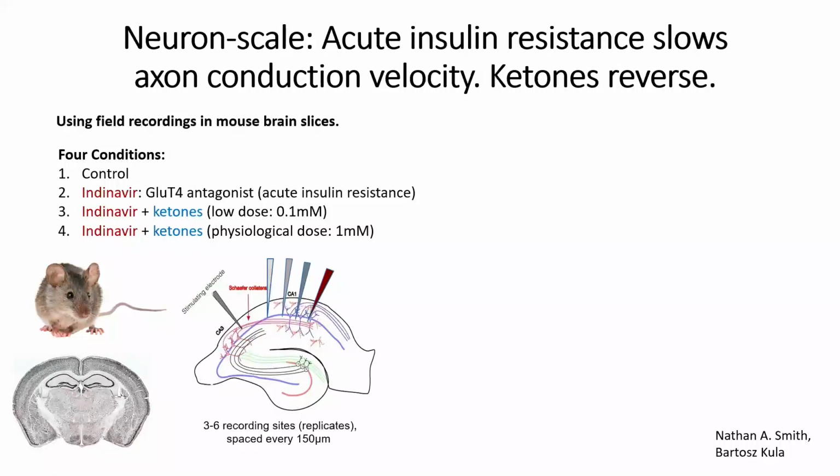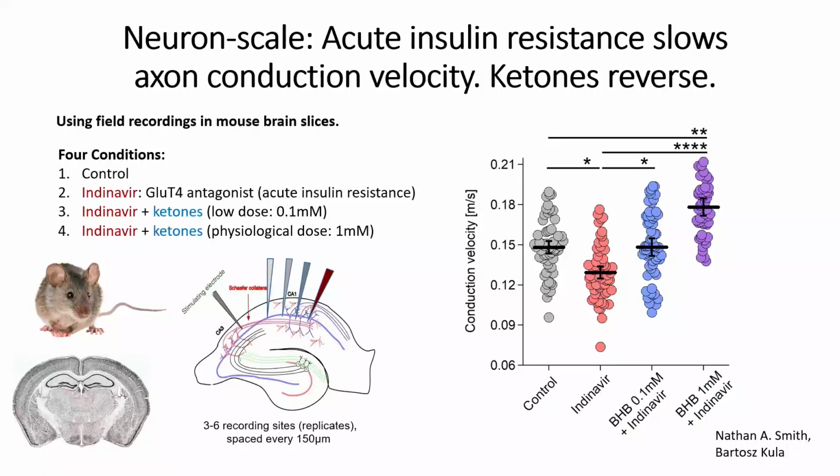We conducted experiments in mouse brain slices. We evoked insulin resistance, and we looked at what this would do to the speed of signal transmission between brain regions. In this case, it was two subregions of the hippocampus. When we added indinavir to the solution, which is an acute GLUT4 antagonist, so it blocks GLUT4, and this is how we evoke insulin resistance, we saw a sharp decrease in conduction velocity, the speed. It was about 15%, which is pretty significant in magnitude as well.